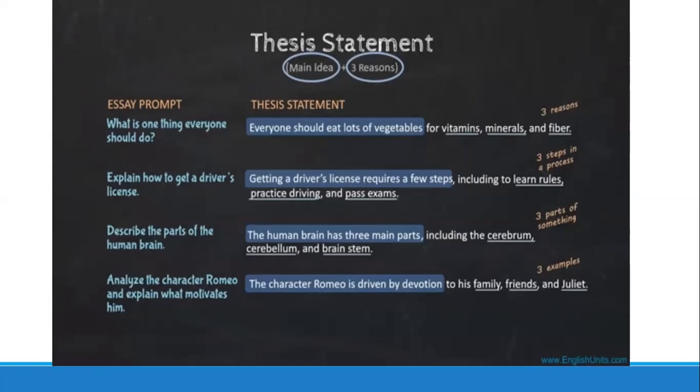The character Romeo is driven by devotion to his family, friends, and Juliet. So when you are writing an essay, you will first mention why he was so devoted to his family. You will give reasons and examples to support your point. How was he so devoted to his friends? And then the last is Juliet.